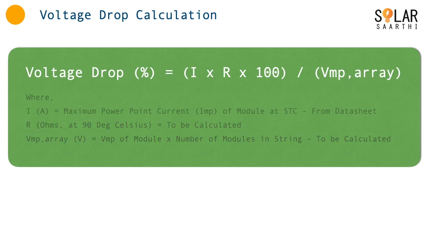VMP of array is the voltage of a module multiplied by the total number of modules in a string. That again needs to be calculated. We'll see those things in the examples.